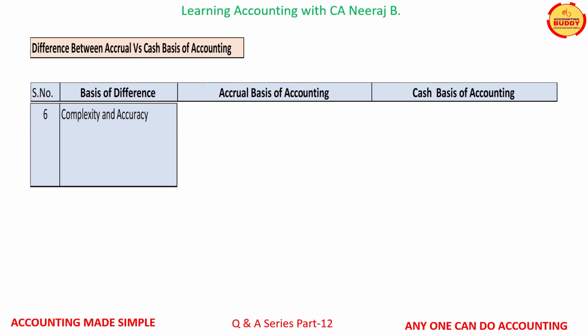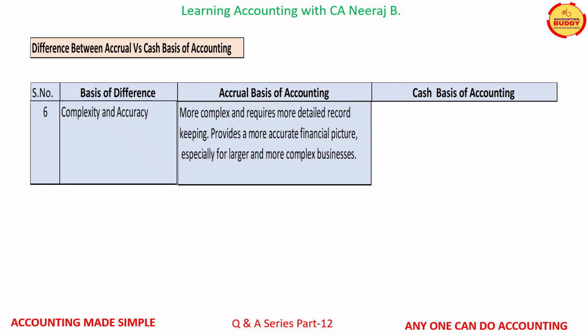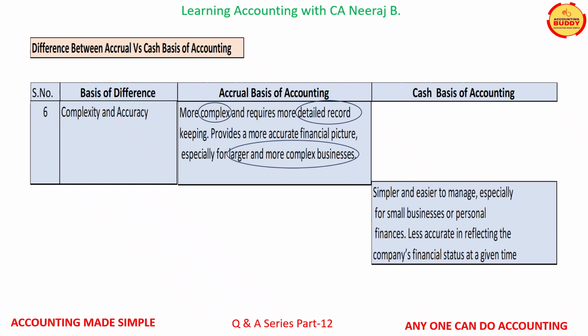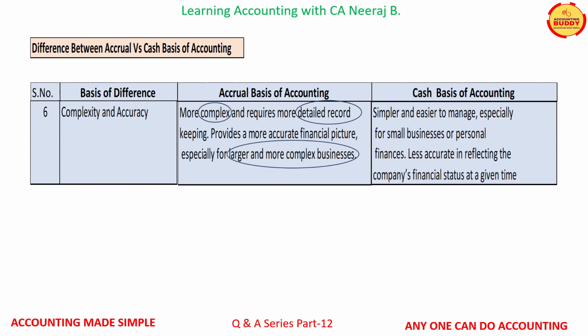Difference number six, complexity and accuracy. Accrual basis of accounting is more complex and requires more detailed record keeping. It provides a more accurate financial picture, especially for large and more complex businesses. While cash basis of accounting is simpler and easy to manage, especially for small businesses or personal finances. It is less accurate in reflecting the company's financial status at a given time.